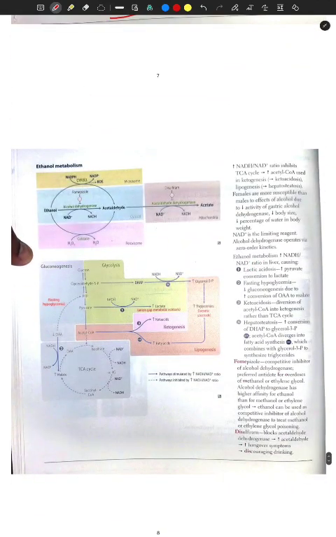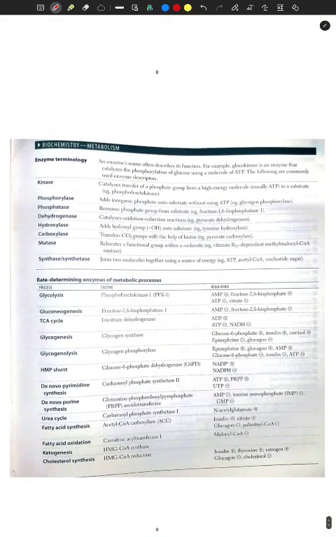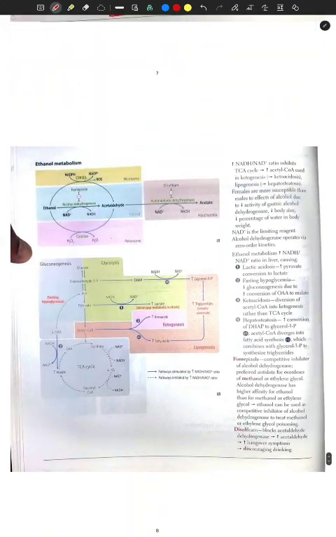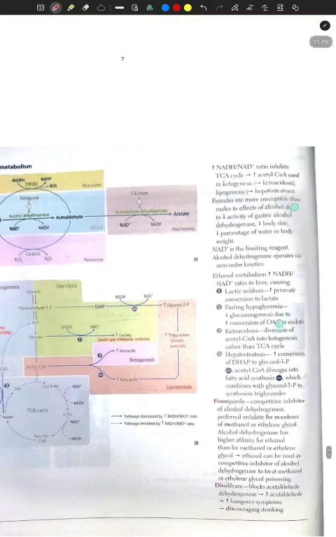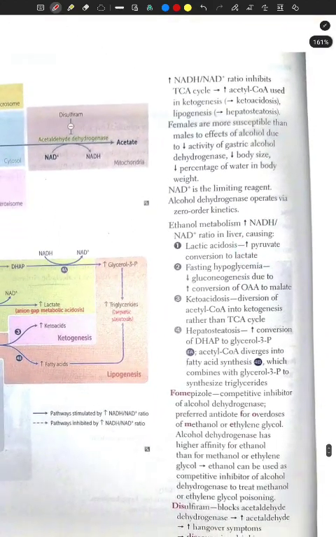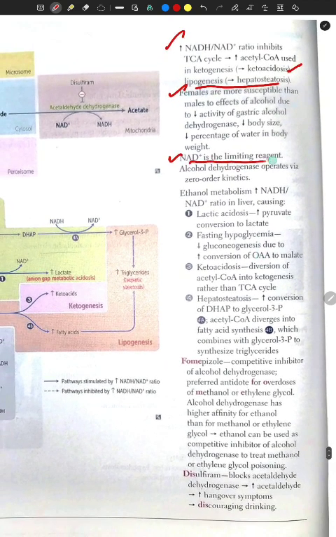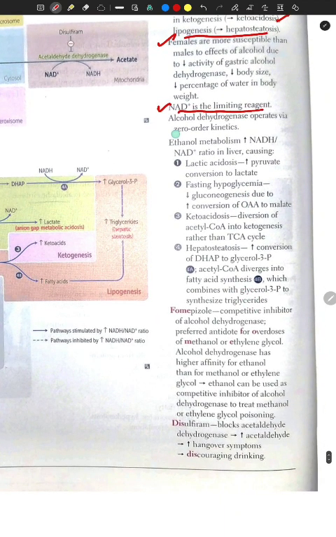Next, that is your ethanol metabolism. Okay, so in ethanol metabolism, there is NADH, and an increase in the NADH ratio. Whenever alcohol is present, this ratio increases, and because of this ketosis is favored, and that will lead to increased lipogenesis. Okay, females are more susceptible to the effects of alcohol than males. This is important, and NAD is the limiting agent. Okay, so it mainly operates via zero order kinetics. This line is also very, very important.